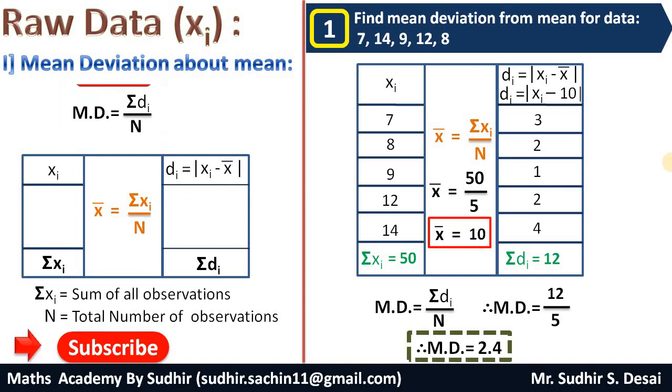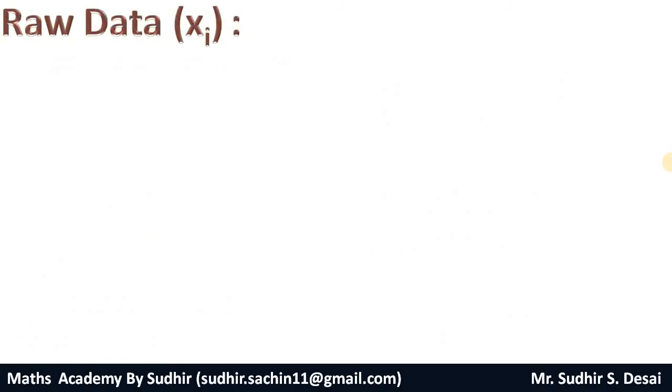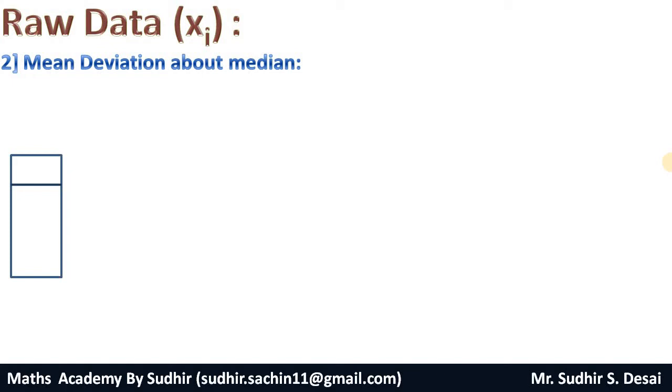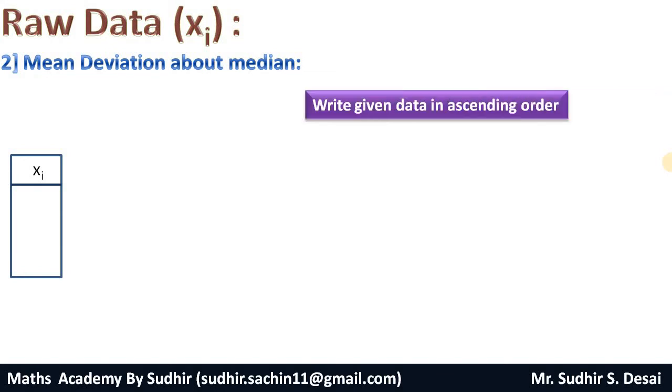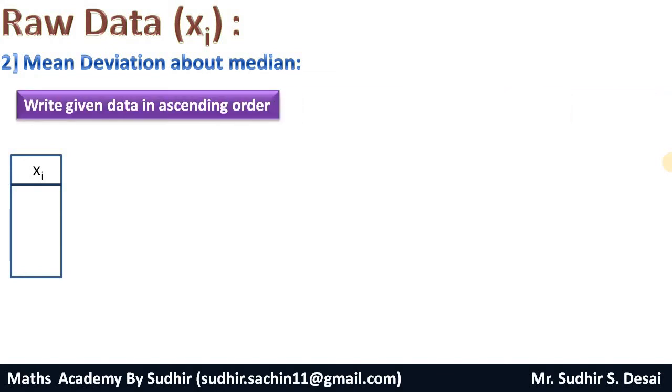Okay, now let's see how to find the mean deviation about median for raw data, that is when xi are given. We are going to write the formula at last. So first we will prepare the table. The first column obviously will be of xi, that is the only thing which we have been given. Next, arrange this data in ascending order. Do not forget to write the given data in ascending order.